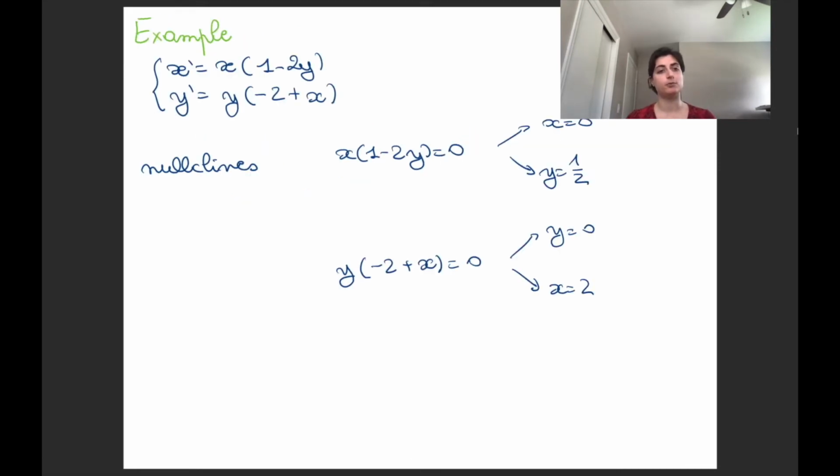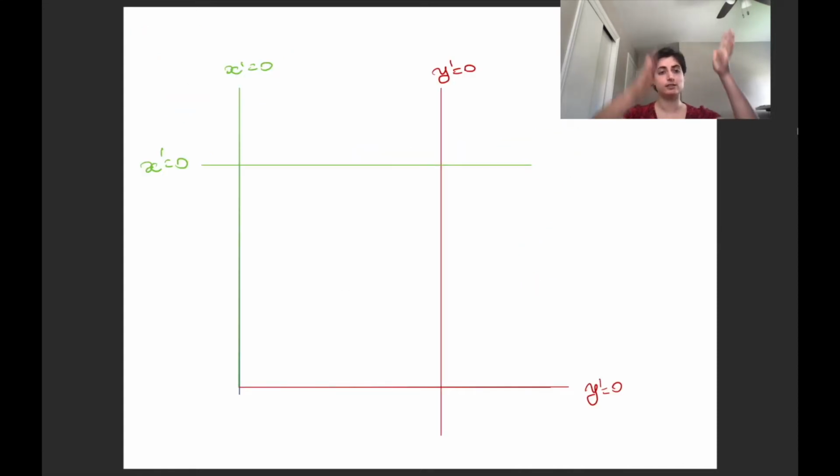Let's look at an example. We have x prime equals x times 1 minus 2y, and y prime is equal to y times minus 2 plus x. As before, we can compute the null lines. We retrieve that the null lines for x prime equal to 0 are x equal to 0 and y equals 1/2, and the null lines associated to y prime equal to 0 are y equal to 0 and x equal to 2. So we have these boxes.